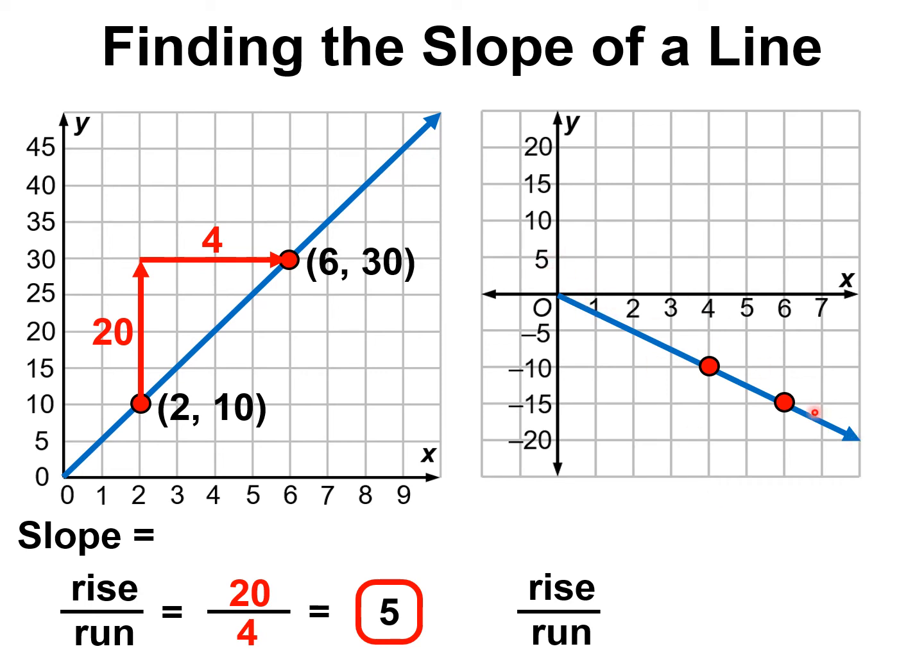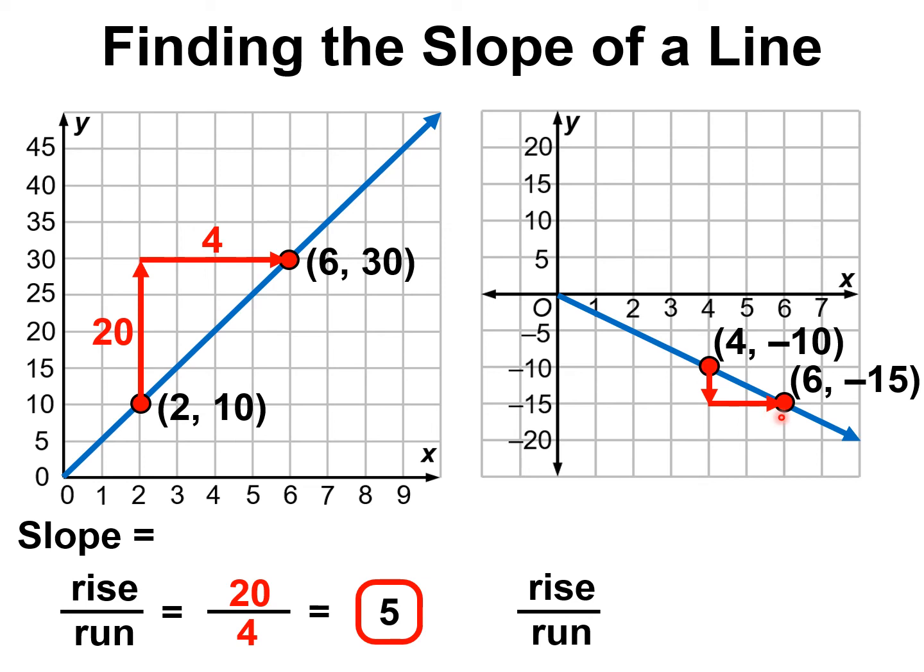For the second example over here, notice our line is going down and to the right. That's going to affect our slope, but it's not going to affect how we find the slope. We're still going to find it the same way. Find 2 points, get the coordinates, and moving from left to right, we have to figure out how much the rise and the run is. And notice, from going from left to right, we have to go down and to the right.